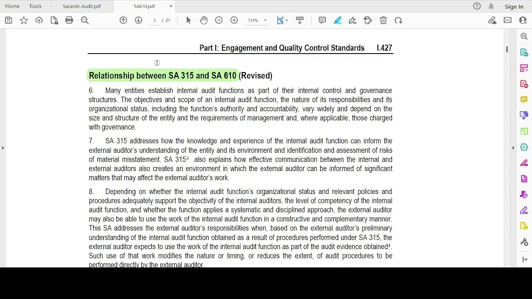Many entities establish internal audit functions as a part of the internal control and governance structures. The objective and scope of the internal audit function, the nature of its responsibilities, and its organizational status, including the function's authority and accountability, vary widely and depend on the size and structure of the entity and the requirements of management and, wherever applicable, those charged with governance. So the internal audit function's scope will be determined by the board of directors or the TCWG wherever applicable, based on the size, structure, and requirements of management.